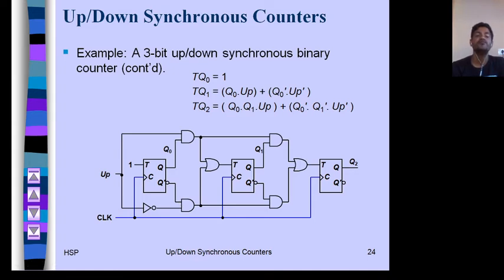When up is 1, what will happen? I1 will be selected. So Q0 is selected. So what you need to do? Just connect Q0 to I1 and Q0 dash to the I0 input line. If the value of the selected line up is 1, it will work as an up counter. If its value is 0, it will work as a down counter.